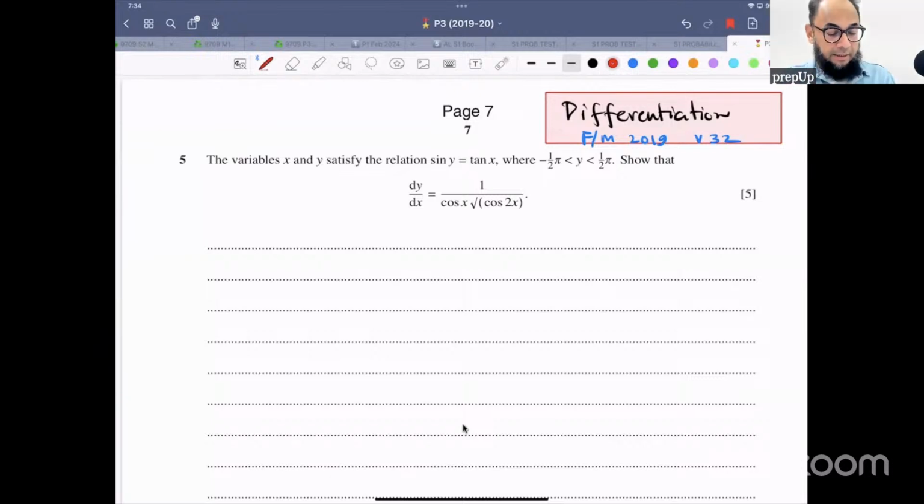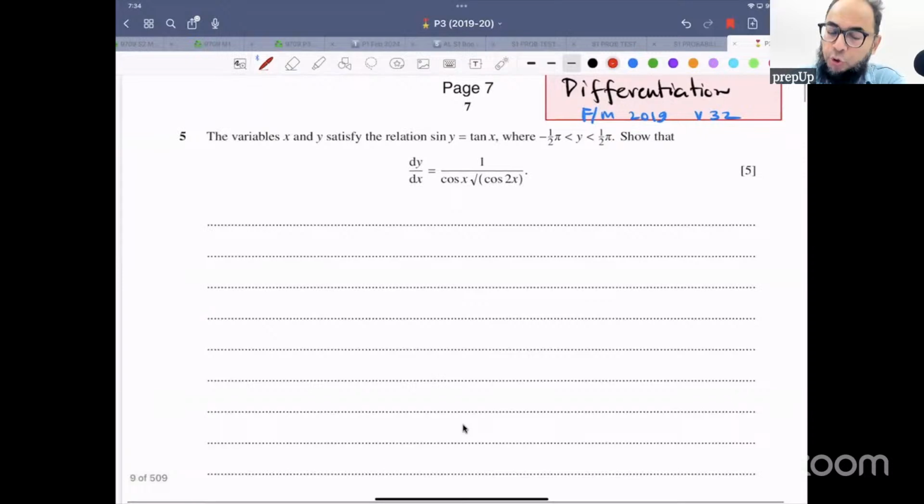So now let's get started with this question. The variables x and y satisfy the relation sin y is equal to tan x, where y lies between minus pi by 2 and positive pi by 2. Show that dy by dx is equal to this thing. Now we have sine, we have tangent, we want everything in terms of cos. That is the first thing.